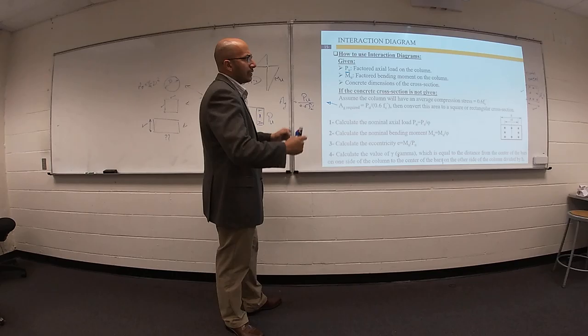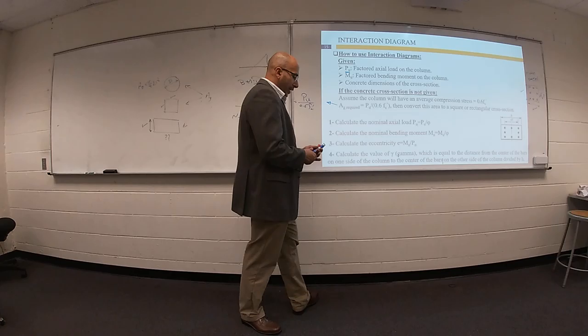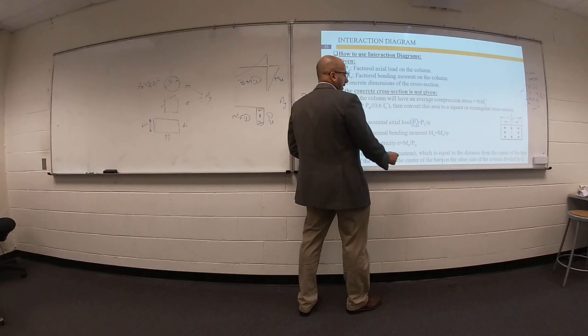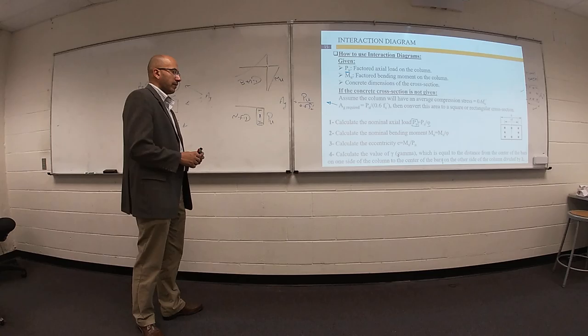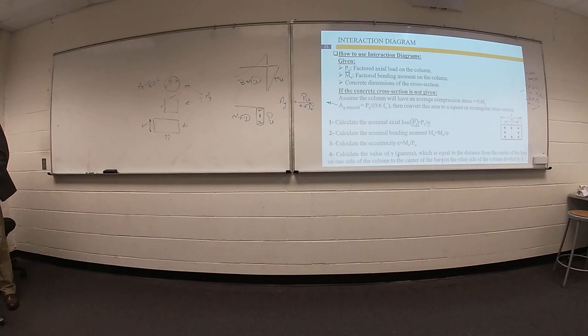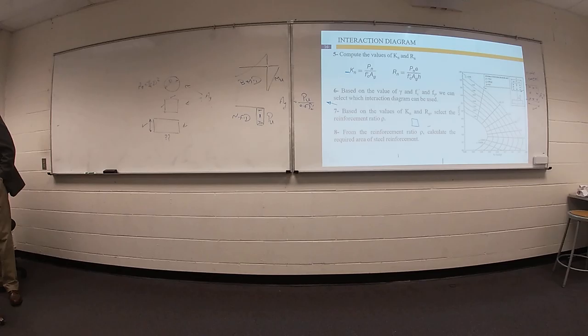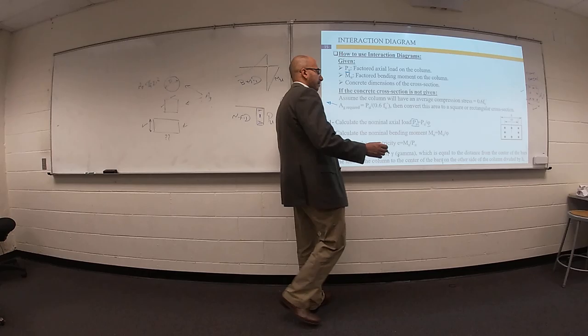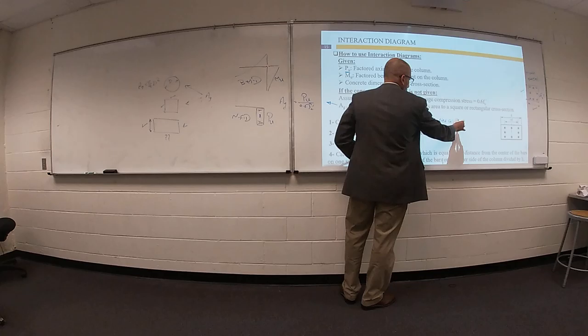First step. We need to calculate the value of the nominal axial force by dividing P ultimate by phi. What is the value of phi? It depends on which one we're using. This one is the tied column. So phi would be 0.65 if it's a tied column, or 0.75 if it's a spiral column.